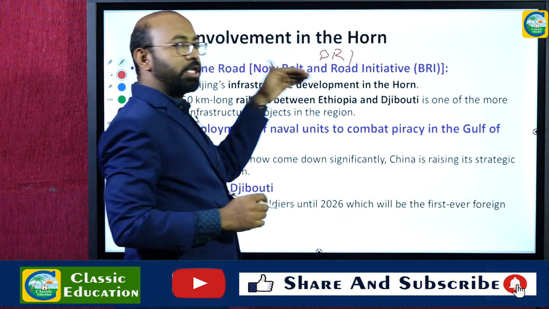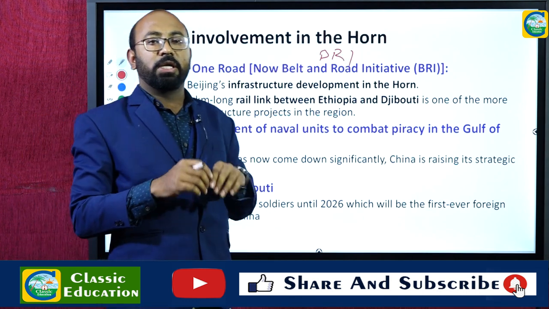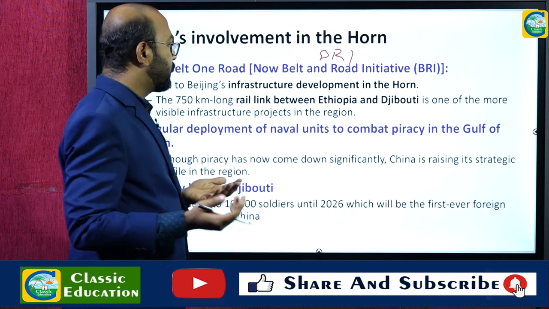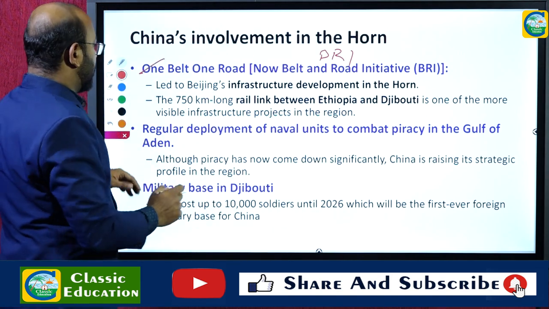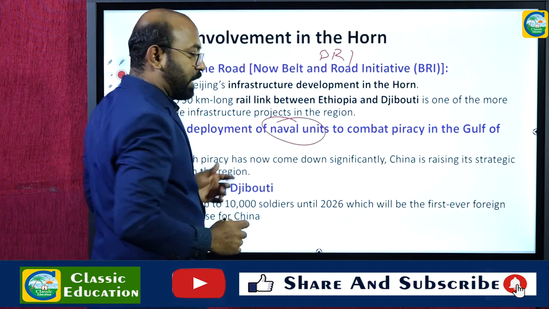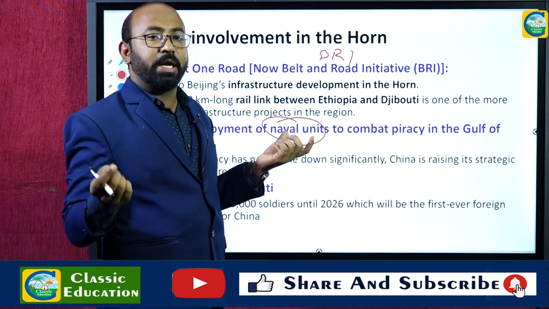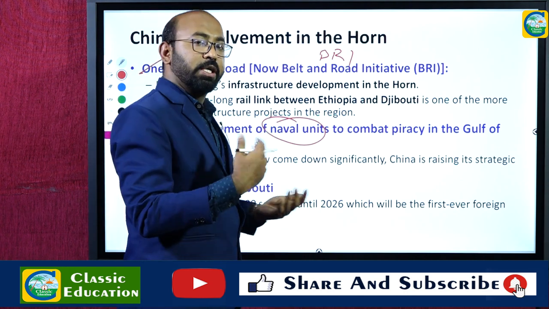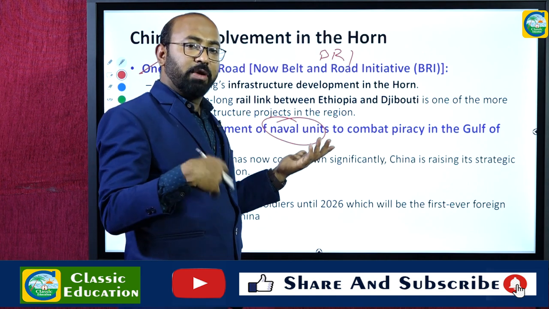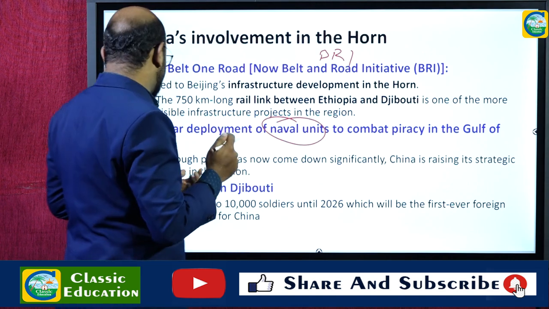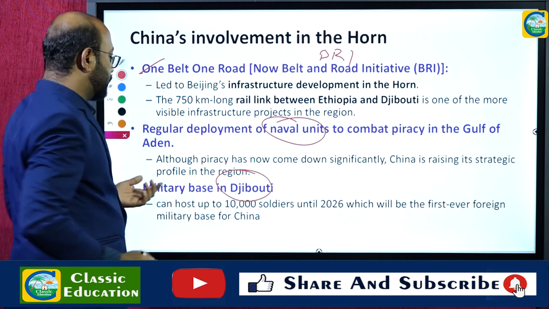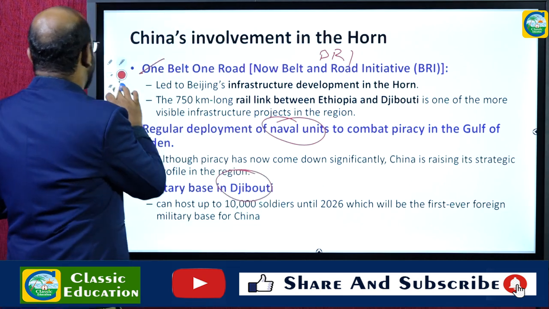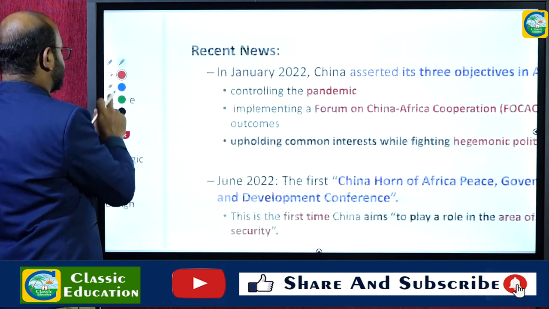Because of this initiative, China is establishing rail links between the different countries in the region, right? Regular deployment of naval units. I said because of the Somali pirates, because of the increased piracy in the region, China is also deploying its naval forces to fight against the Somali pirates. Then it has established a military base in Djibouti. Okay, these are the activities of China in the region.